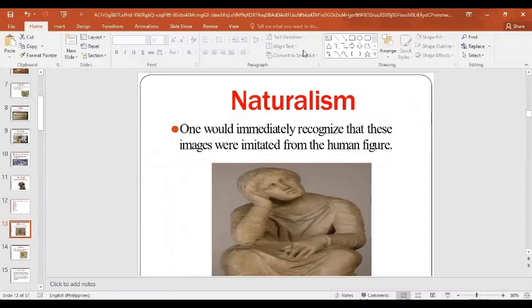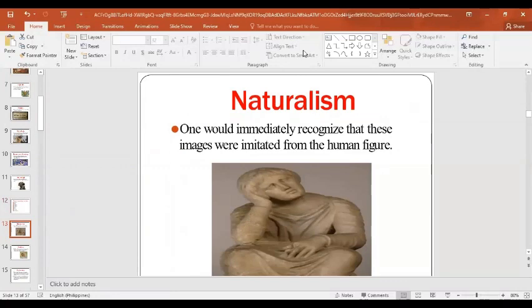pinoportray niya yung isang object or yung settings as observed by the human eye. So, ibig sabihin, hindi ito yung tinatawag nating reality. Pinoportray niya lang, imitation, kumbaga. It shows also human feelings and emotions, and it uses natural settings. Again, hindi siya reality, pero imitation siya, kaparehong-kapareho nung tinatawag nating realism or reality.